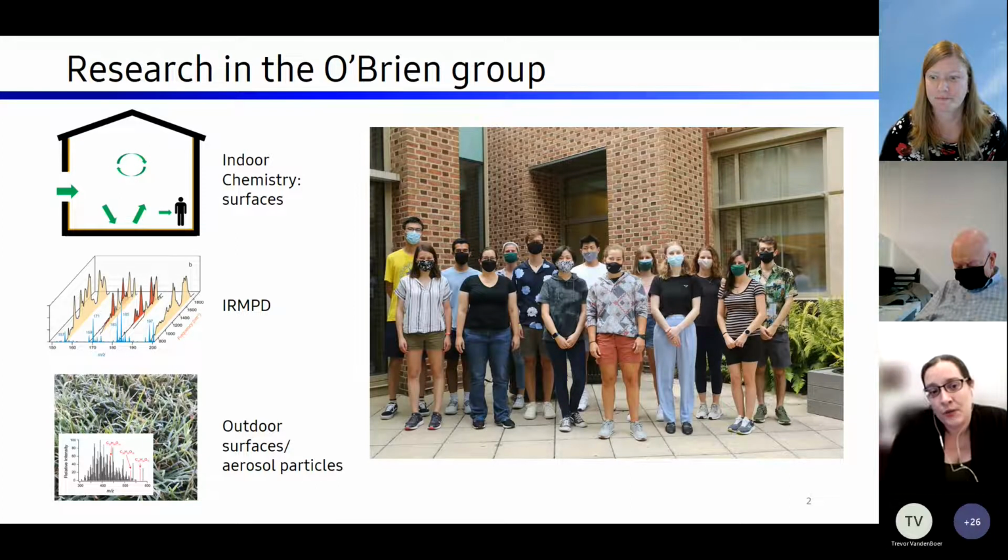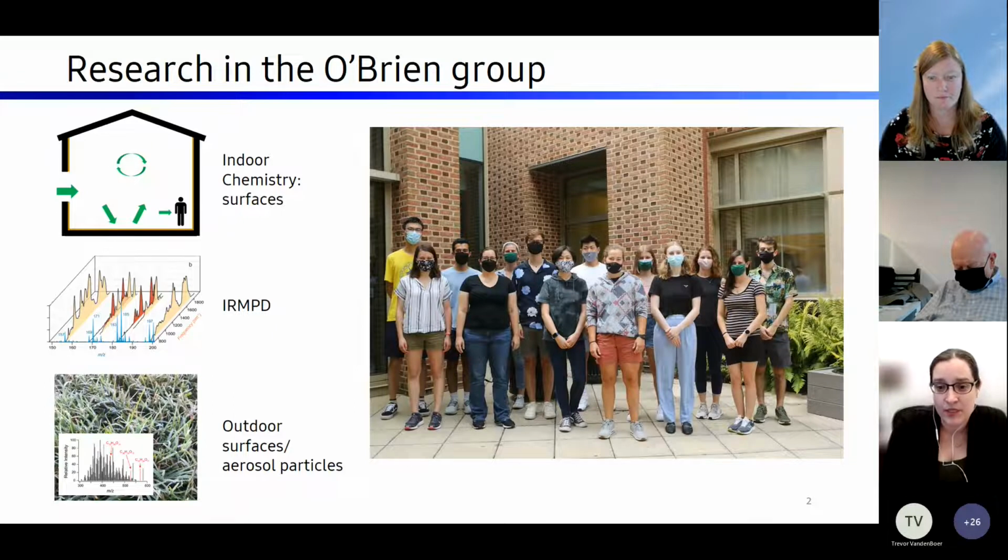Some of my students are working on indoor surfaces and looking at the chemical composition of this surface grime that can build up. I've got another group of students working with me on a technique that allows us to look at action IR spectroscopy in the fingerprint region for molecules or ions in a mass spectrometer. And then finally, there's a bigger group of students that are moving outdoors with me. We are looking at the composition of material on outdoor surfaces, as well as outdoor organic aerosol particles. So organic aerosols are a major theme of a lot of the research that I'm doing.